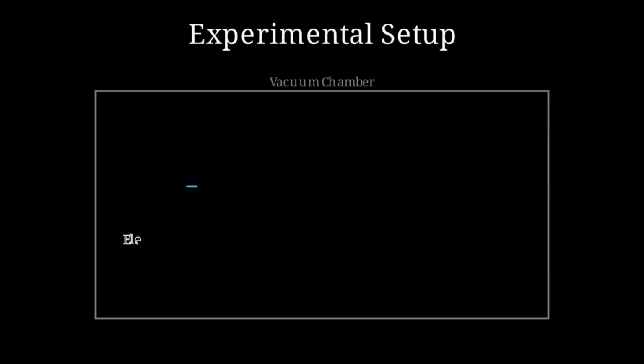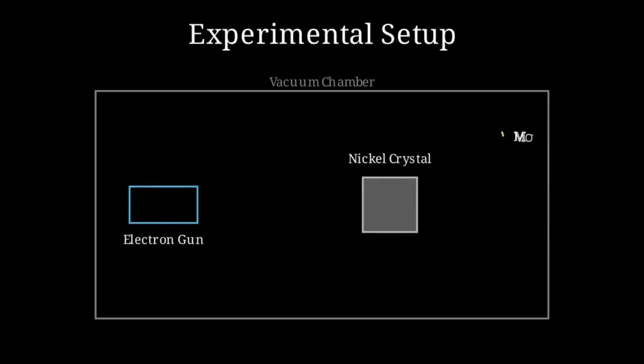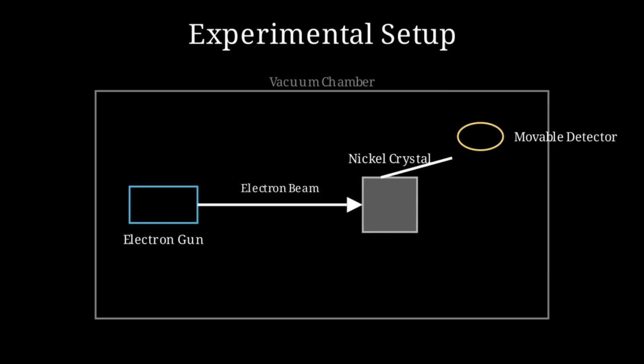The experiment used a heated filament to emit electrons, which were accelerated by a high voltage toward a solid nickel crystal. A movable Faraday cup detector was positioned to measure the intensity of electron scattering at different angles.